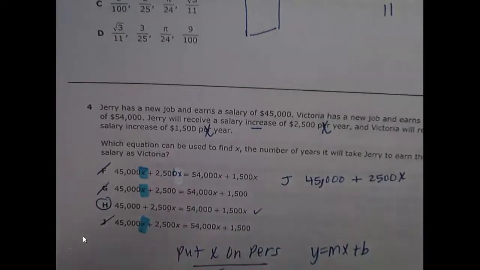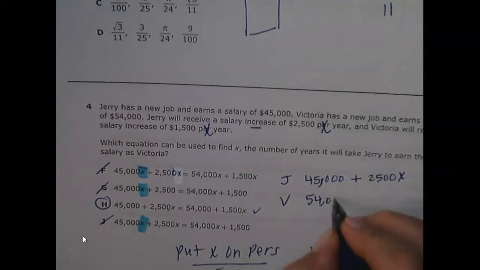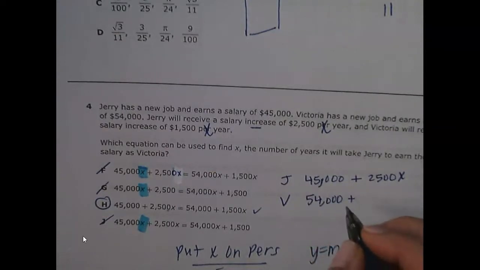Wrong. Now my concern is, I think that was too easy. We might have done it wrong. Let's go do the other kid, B. She has 54,000. Nice numbers. And increase 1,500. X. Well, that looks like H to me.